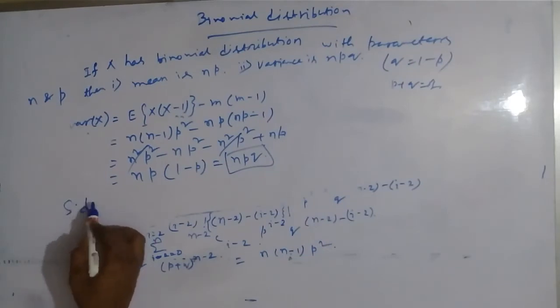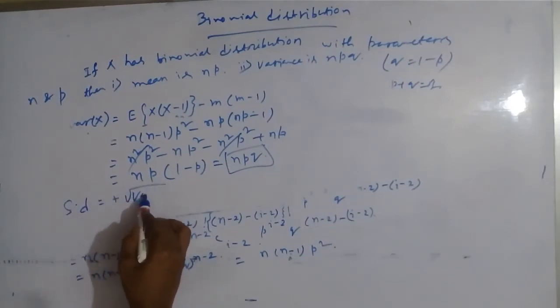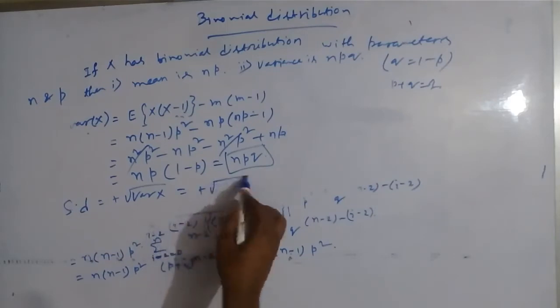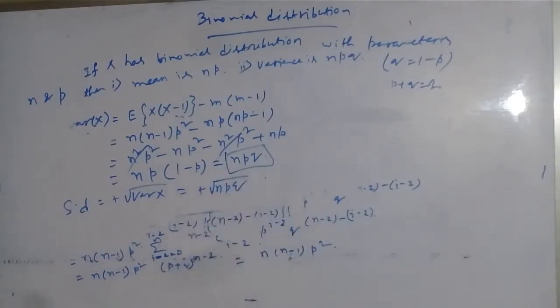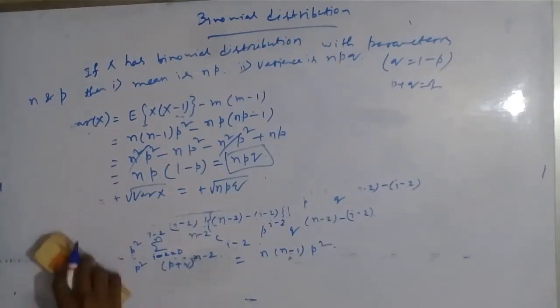So variance of binomial distribution is npq. Now standard deviation is the positive square root of the variance, so it will be the positive square root of npq. Hence we saw that the mean of binomial distribution is np, variance is npq, and standard deviation is plus root over npq. Now I will solve some problems of binomial distribution to make you understand its application better.